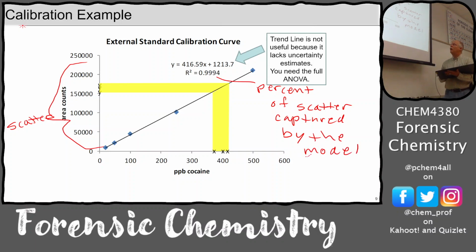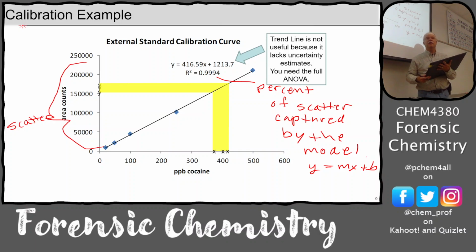And so what is the model? So this is the typical language, the percent of the scatter captured by the model. The model is y equals mx plus b. So that trend line is the model. You're modeling the data with a line. And what percentage of the scatter does that capture? 99.94%. So that's really good. And so this is a very good calibration curve.